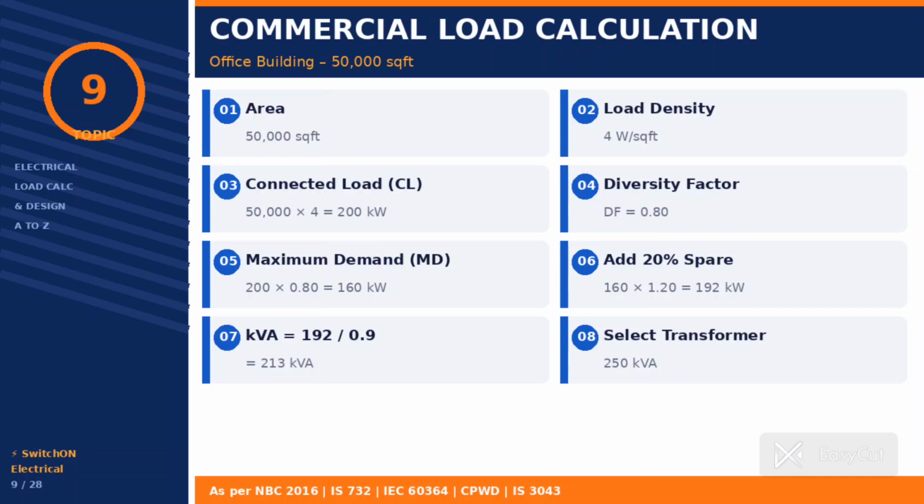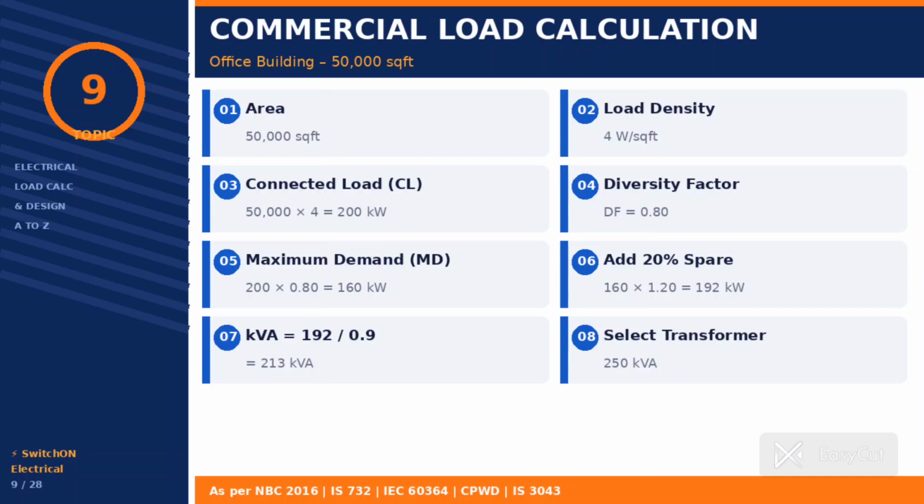Actually, it is the best procedure to follow. Why? Because you can reduce your timings and you can get the connected load easily, right? Total you have 4 watt per square feet, but now you have 50,000 square feet, right? 50,000 into 4 you will get. For 1 square feet it is 4. For 50,000 into 4, 200 kilowatt you will get, right?